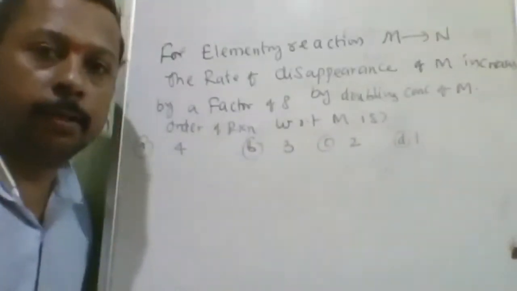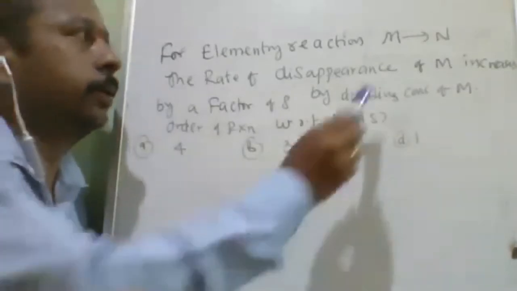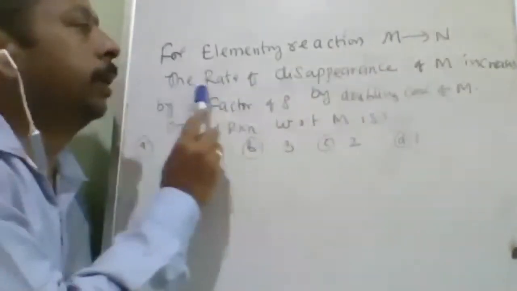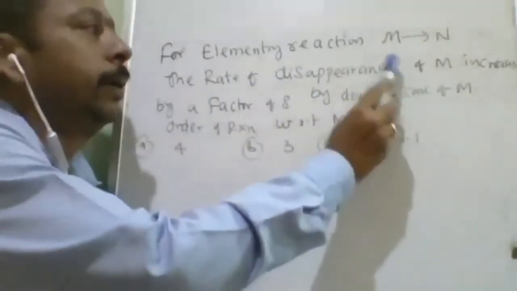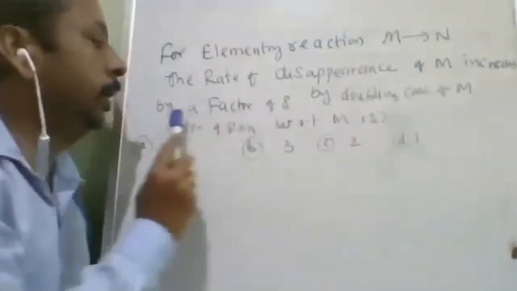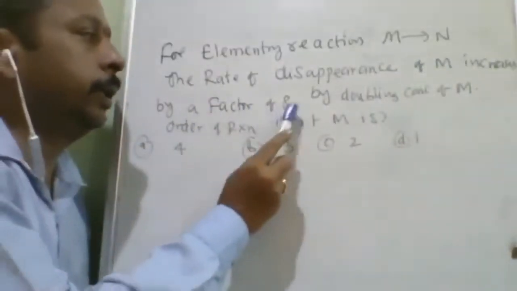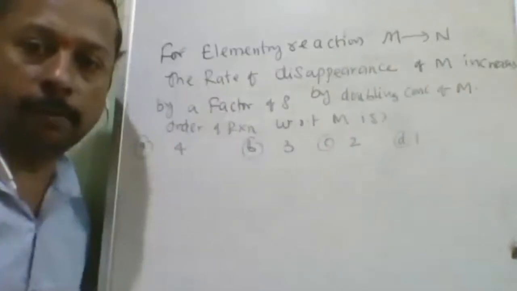Here is another question. For an elementary reaction M gives N, the rate of disappearance, minus dM by dt, increases by a factor of 8 by doubling the concentration of M.